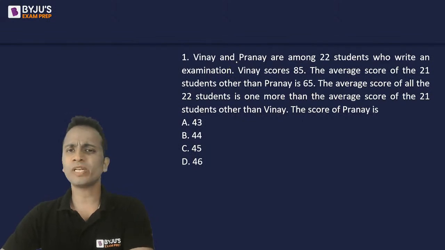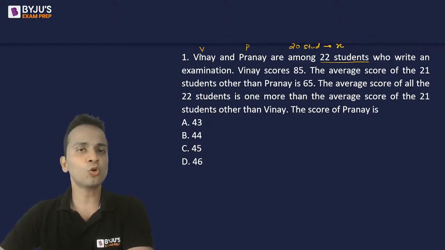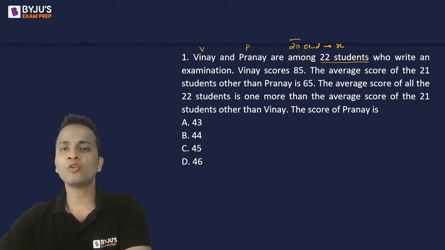I'll start with some assumptions. Vinay and Pranay are among the 22 students, so the score of Vinay is V and the score of Pranay is P. The average score of 21 students is given as 65, so no need to take any variable. Vinay and Pranay are among these 22 students, so the sum of the scores of the remaining 20 students, I'm assuming it as X. So the score of Vinay is V, the score of Pranay is P, and the sum of the remaining 20 students is equal to X.